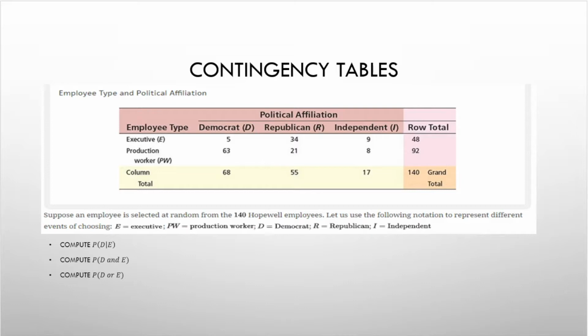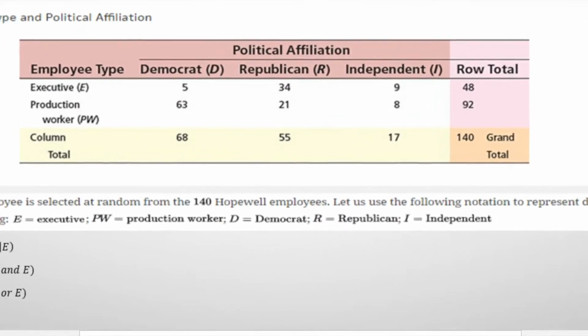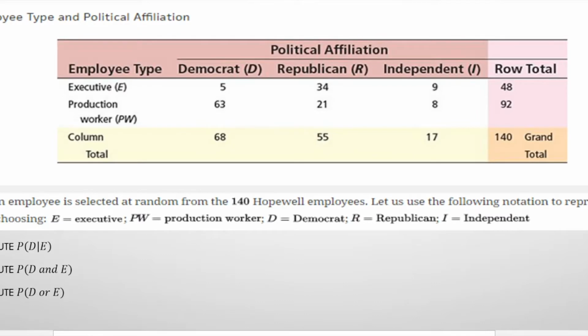So here, we have employee type and political affiliation. This came from the textbook, so I have no idea of its validity or where it came from. I'm sure in the textbook, though, there is a citation of what business they got this from. So we have, suppose an employee is selected at random from 140 Hopewell employees. Let us use the following notation to represent different events of choosing. So they just basically tell us what each of our variables is, right? So E is an executive, PW, production worker, D is Democrat, R is Republican, I is independent.